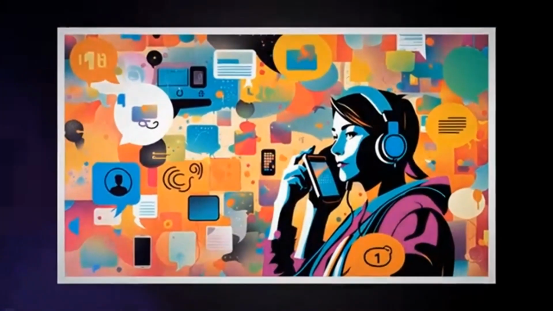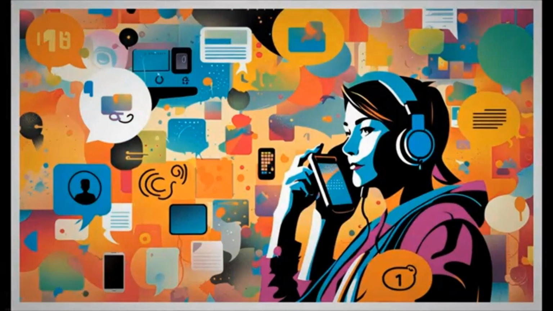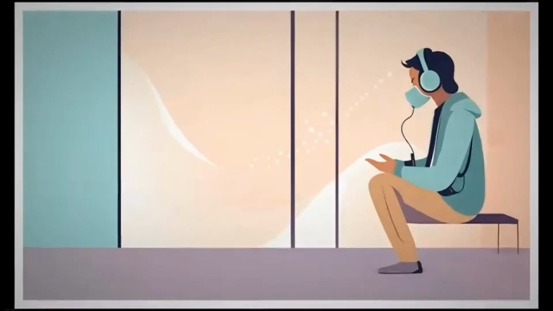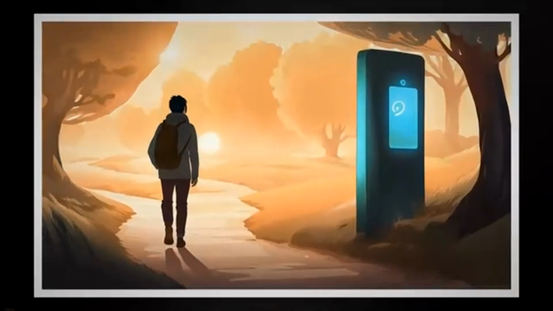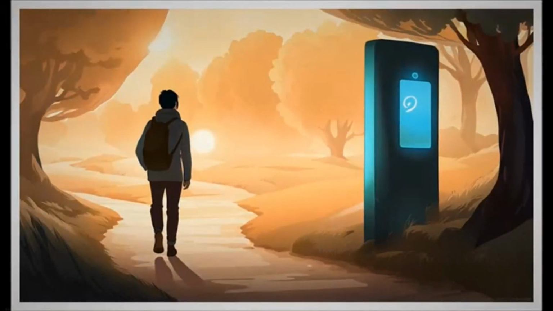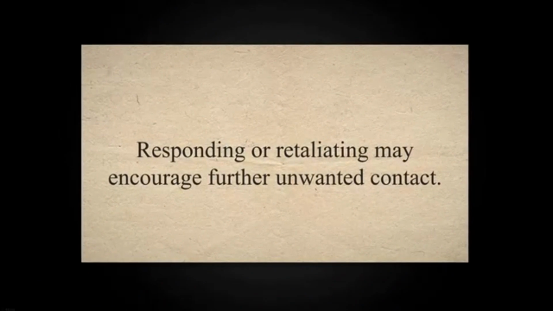Here are some practical tips to consider. Document the calls. Keep a record of the date, time, and nature of each anonymous call you receive. This documentation can be useful if you need to report the calls or provide evidence in the future. Don't engage. Refrain from engaging in conversations with anonymous callers, especially if they are harassing or threatening. Responding or retaliating may encourage further unwanted contact.